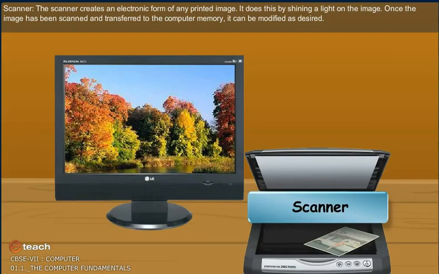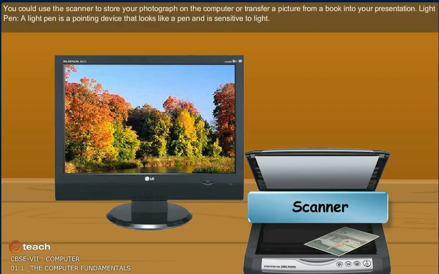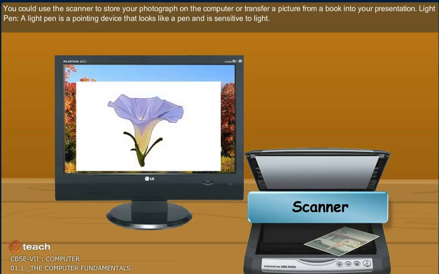Scanner. The scanner creates an electronic form of any printed image. It does this by shining a light on the image. Once the image has been scanned and transferred to the computer memory, it can be modified as desired. You could use the scanner to store your photograph on the computer or transfer a picture from a book into your presentation.